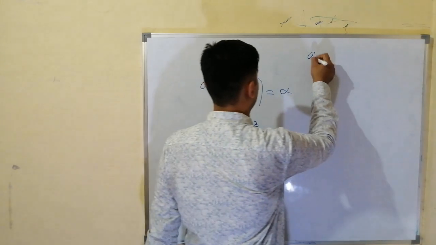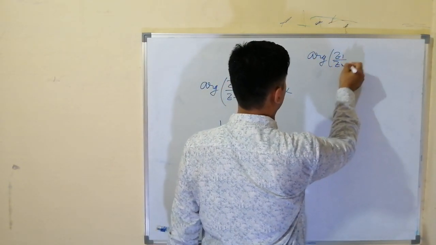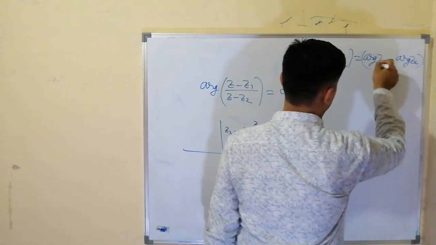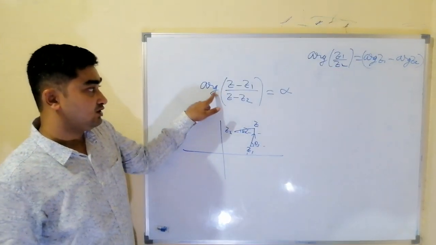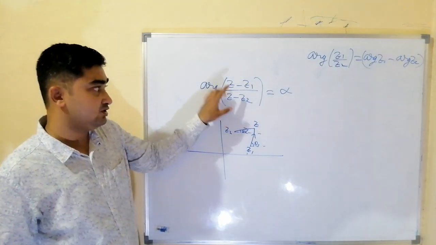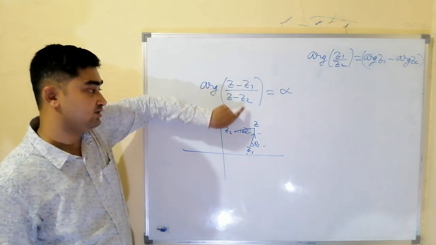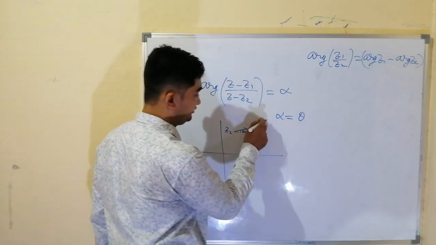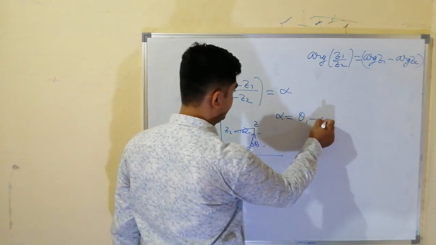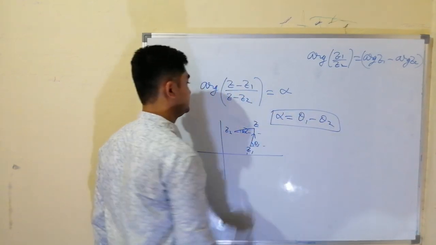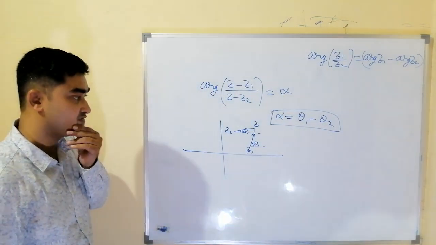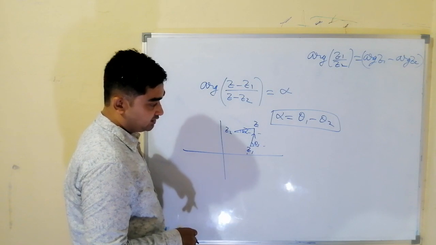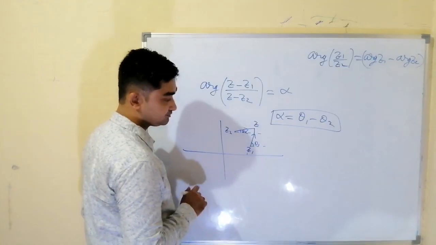We know that argument of z1 upon z2 is equal to argument of z1 minus argument of z2. So using this, the argument of (z minus z1) upon (z minus z2) is the argument of the numerator minus the argument of the denominator. So we can write alpha is the argument of z minus z1, which is theta 1, minus theta 2. So alpha is theta 1 minus theta 2, which is a constant. Now from this figure we will find out what theta 1 minus theta 2 is.